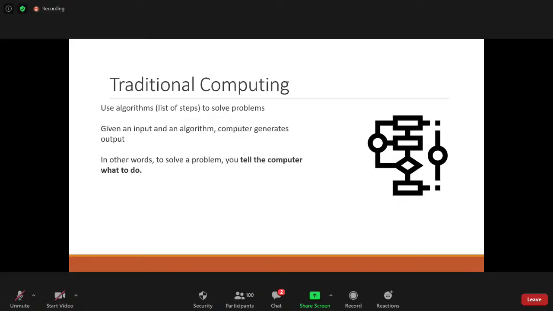So what is traditional computing? I'm sure many of us understand. These days, a lot of computer programs are quite simple, at least basic computer programs are. They always use algorithms, which are usually a list of steps to solve basic problems. If you give an input and an algorithm to a computer, it's able to generate an output and solve whatever problem you have designed that algorithm to solve. In other words, to solve a problem, you simply have to tell the computer exactly what to do.